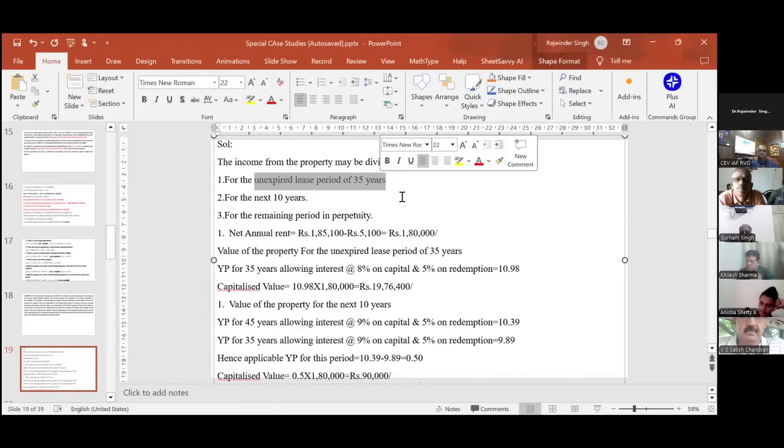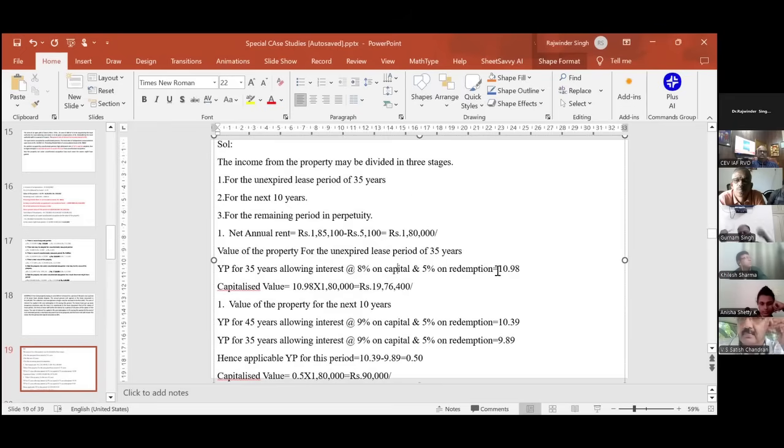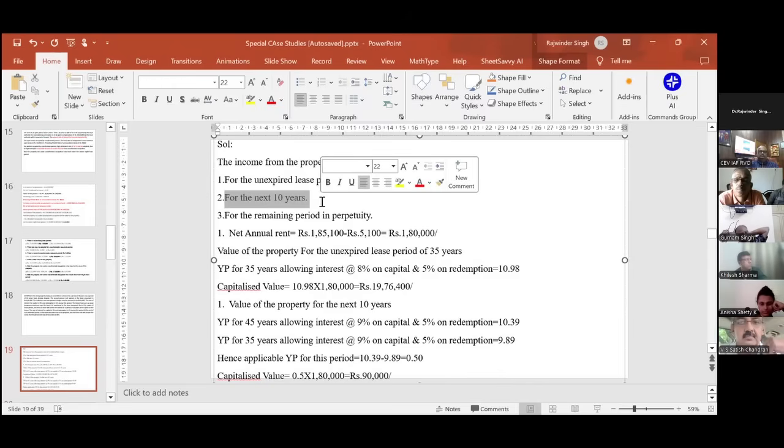The data is given to you. You calculate the YP dual rate for 35 years, using 8% and 5%. And then what for this purpose? In this case, what will you do for the next 10 years? How will you calculate the YP for this? Single YP.